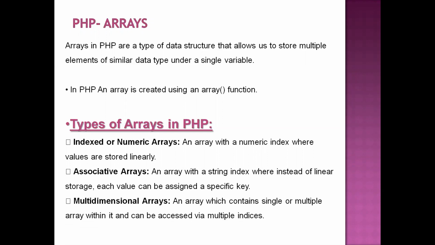Now coming to the multi-dimensional array. In PHP, a multi-dimensional array means array of arrays. Multiple arrays in one array is called a multi-dimensional array. In a multi-dimensional array, if you want to access any one of the elements, then we need to use multiple indexes instead of a single index. We'll see how to create all these arrays with example programs in coming slides.